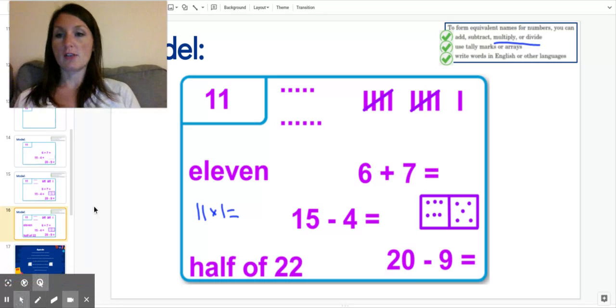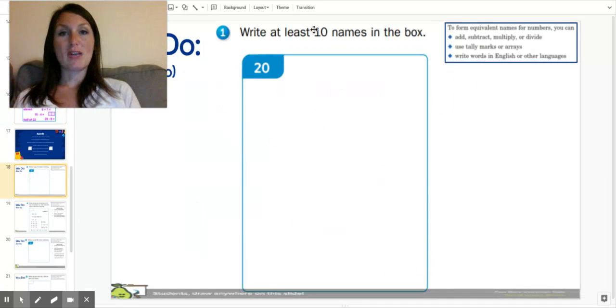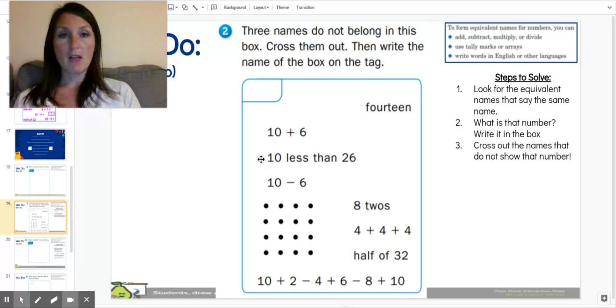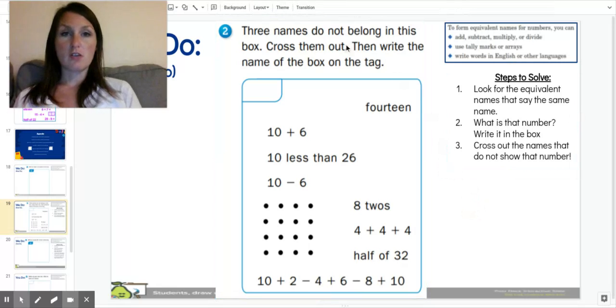So you guys are going to go and work here by solving different ones. It says write at least 10 names for 20. Again, you can use this to help you figure that out. This one is like the one I talked about before, that 3 of the names here do not belong. So you need to find out what should go here in the box, what number do most of them have in common, and then what 3 do not work. And I even put the simpler steps here to help you.